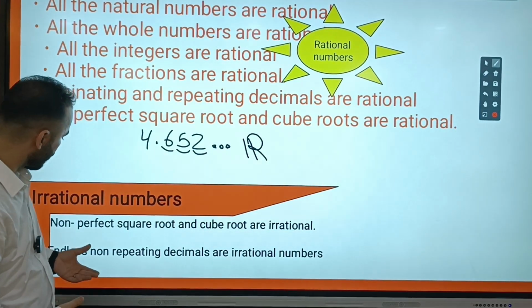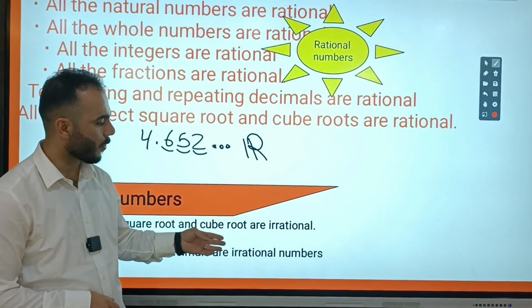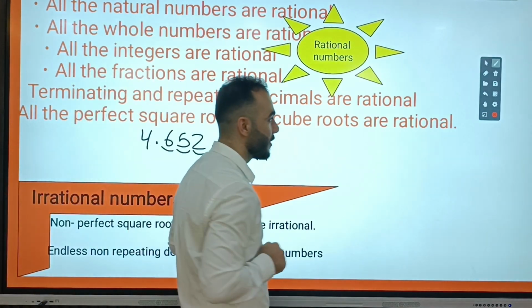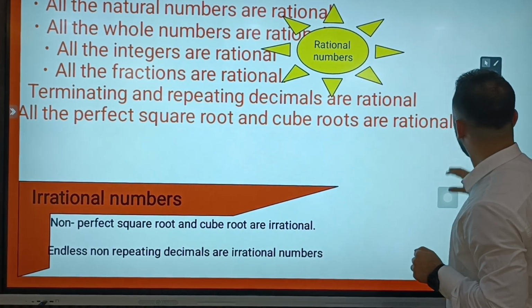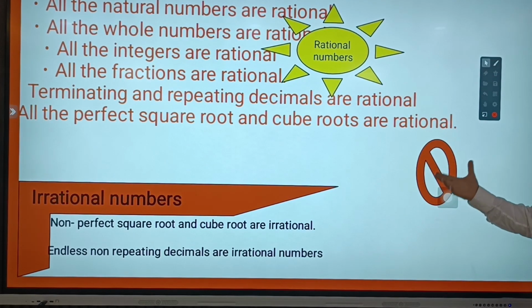Alright? So according to these two types, non-perfect square roots and non-perfect cube roots, and then endless, non-repeating decimals are all irrational numbers. Perfect. So let's just move to the next note. This is going to be very important. You need to take care of them.